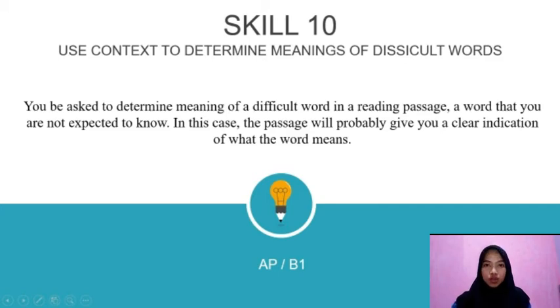Okay, I will explain to you about using context to determine the meaning of difficult words. On the paper TOEFL test, you may be asked to determine the meaning of a difficult word in a reading passage, a word that you are not expected to know. In this case, the passage will probably give a clear indication of what the word means. Look at a multiple choice sample from the paper TOEFL test where the context helps you to understand the meaning of an unknown word. Well, the next will be discussed by my friend.